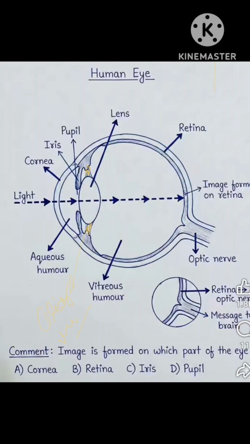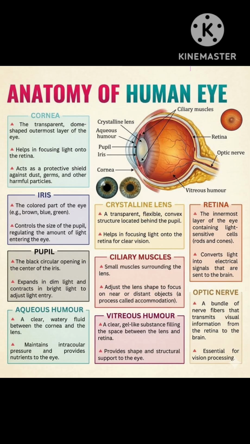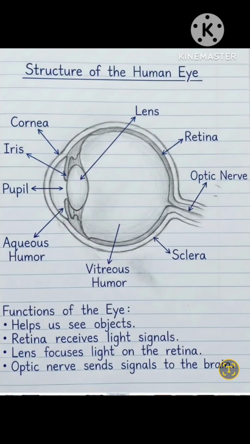In today's video we will learn about the human eye, its structure, how the eye forms an image, and the two most important common defects of vision, myopia and hypermetropia. So let's begin with the structure of the eye, or the anatomy of the human eye.